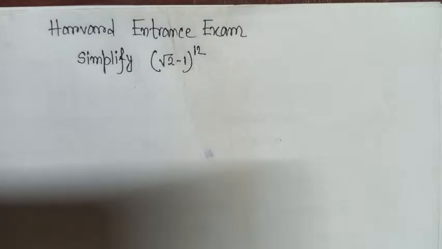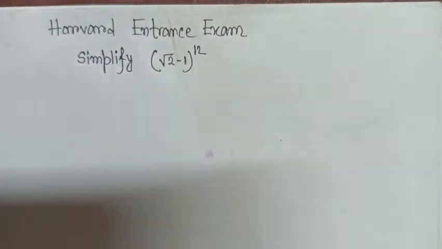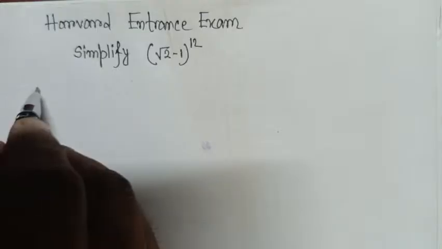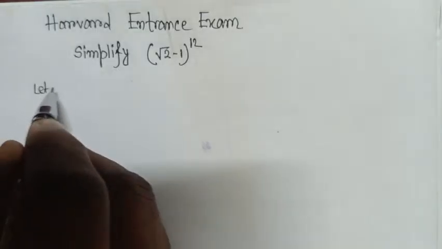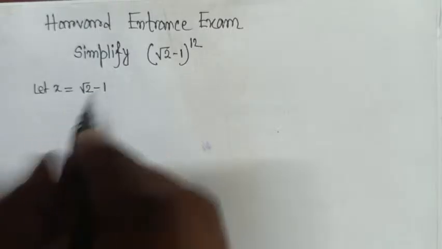Today we are going to simplify one expression: root 2 minus 1, the whole to the power 12. We can solve this value of root 2 minus 1 to the power 12 in different ways, but we are taking one of them. So let's start. For this, let x is equal to root 2 minus 1.